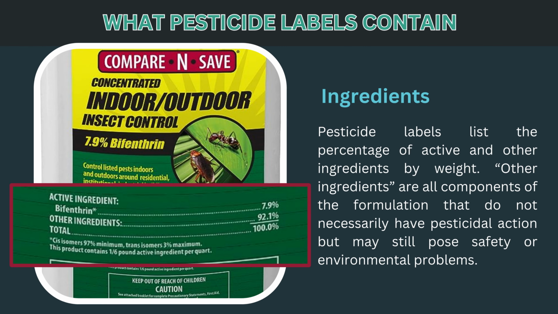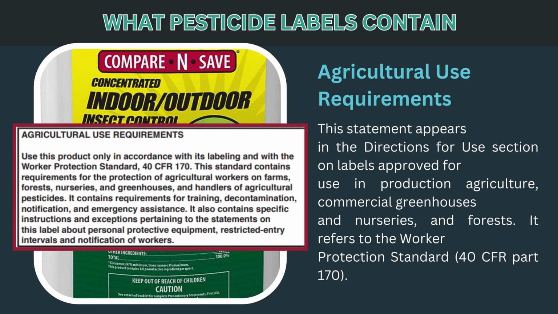Next is the ingredients. Pesticide labels list the percentage of active and other ingredients by weight. Other ingredients are all components of the formulation that do not necessarily have pesticidal action but may still pose safety or environmental problems. Agricultural use requirements.